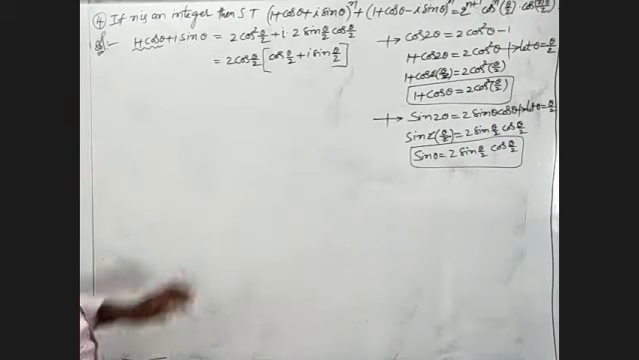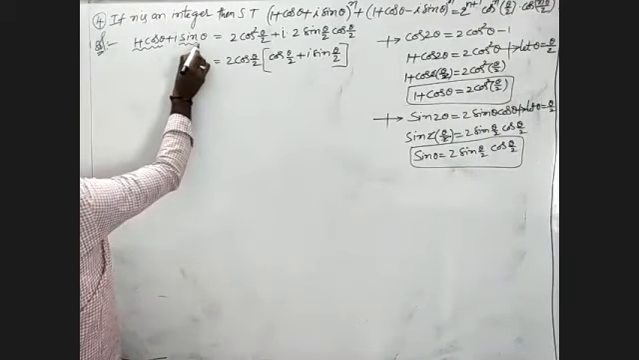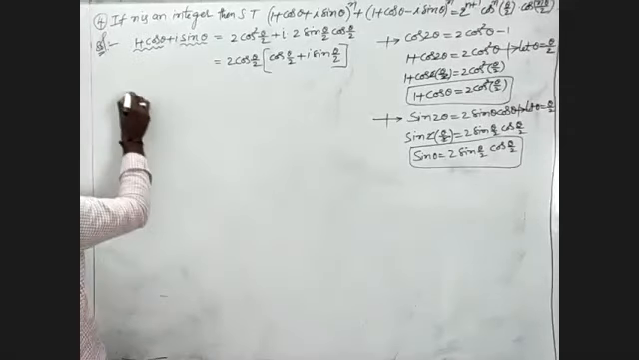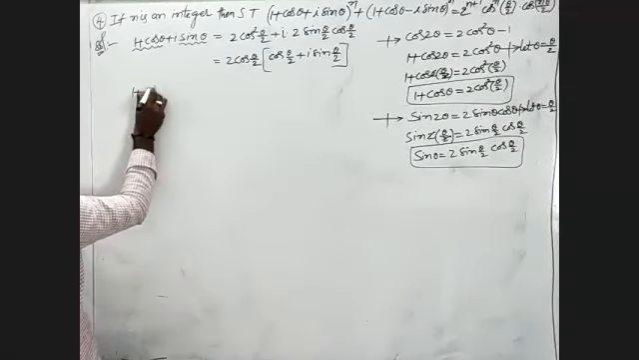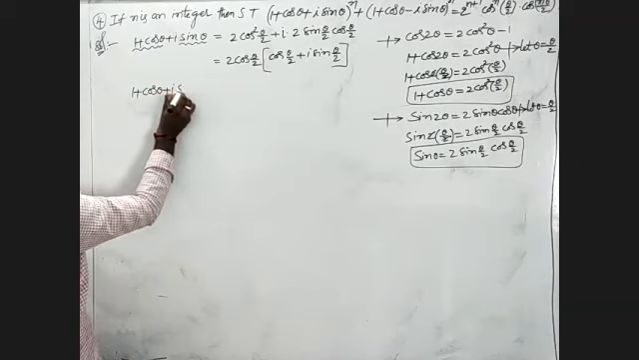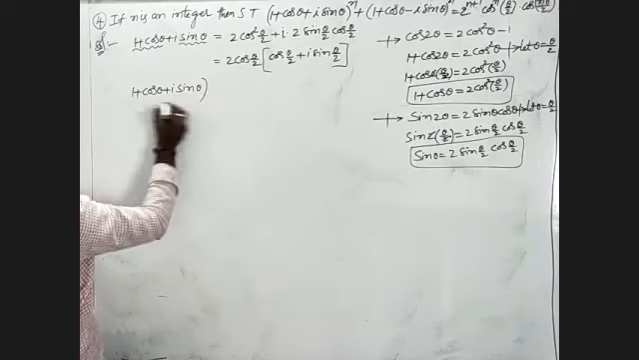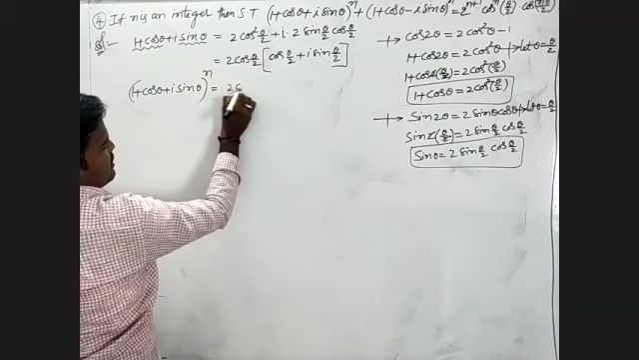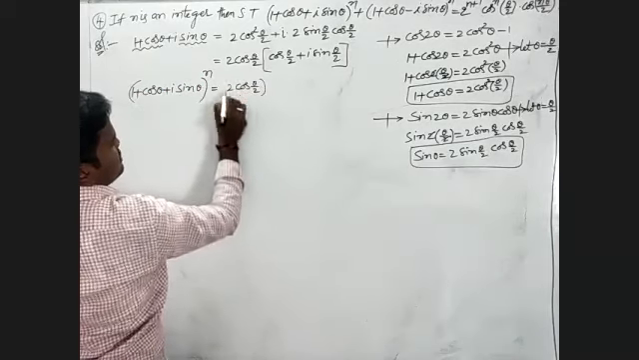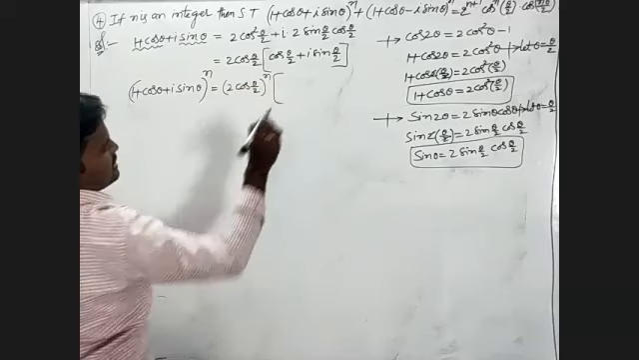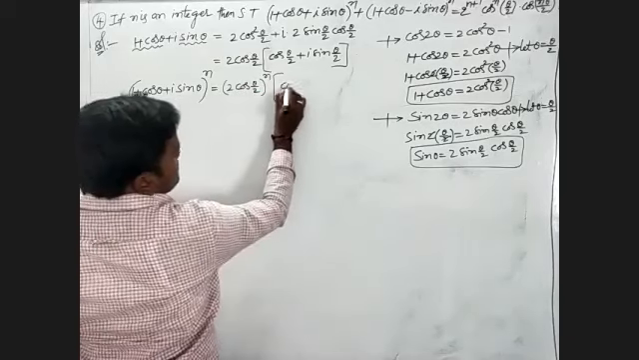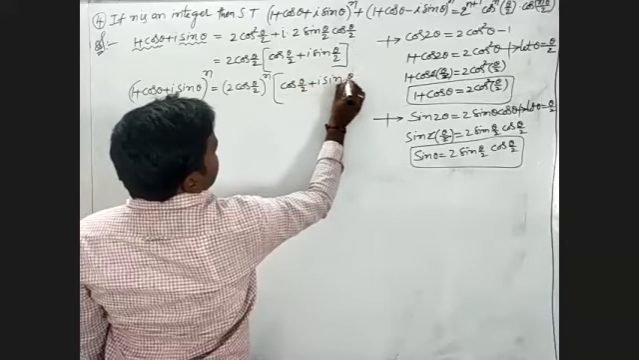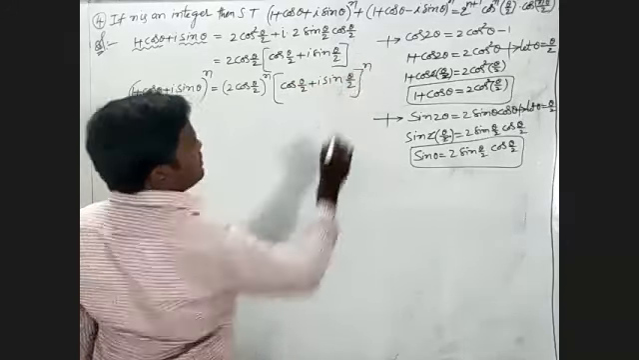We will observe this term, taking the whole power n value. I will write (1 plus cos theta plus i sin theta) whole power n is equal to, here we expand, (2 cos theta by 2) whole power n into, remaining, (cos theta by 2 plus i sin theta by 2) whole power n.